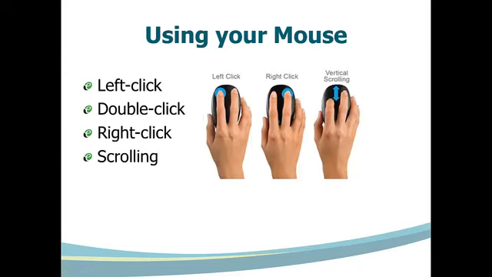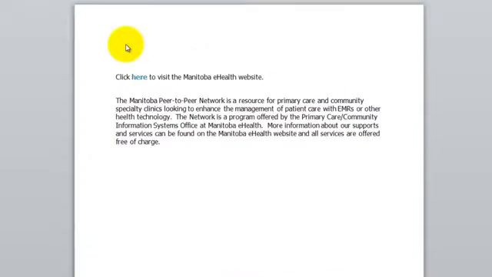Let's begin by learning about proper use of your mouse. The mouse gives you control over your computer through points and clicks. Simply move your mouse to the location of your choice, identified by the cursor or arrow on screen, and then click the appropriate mouse button to generate an action.